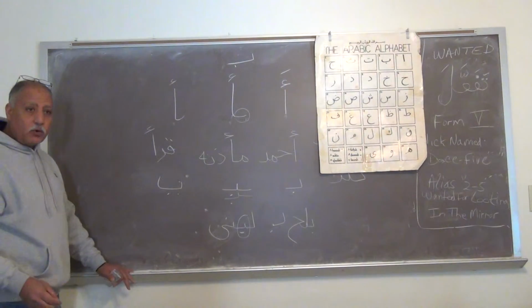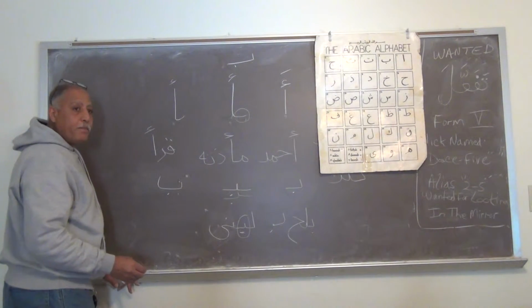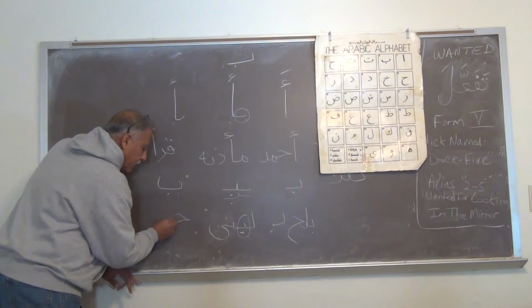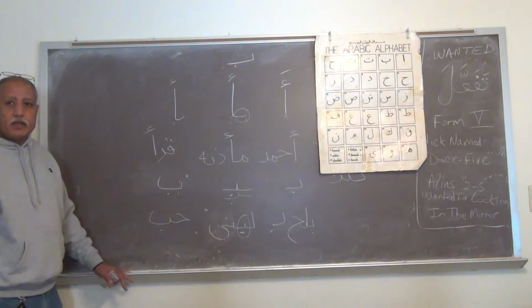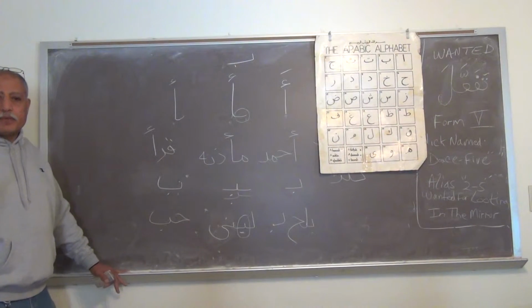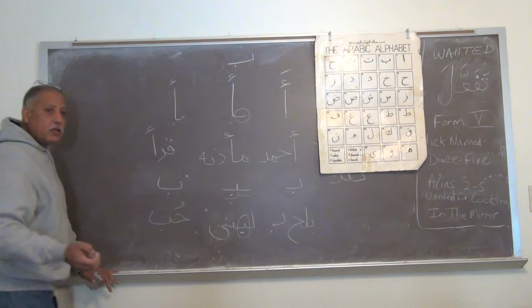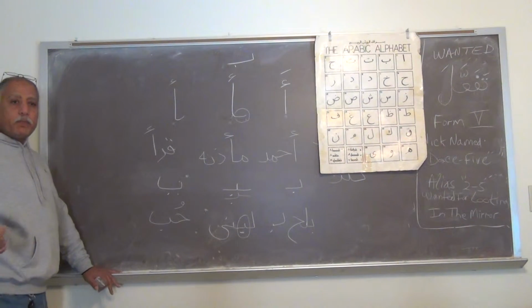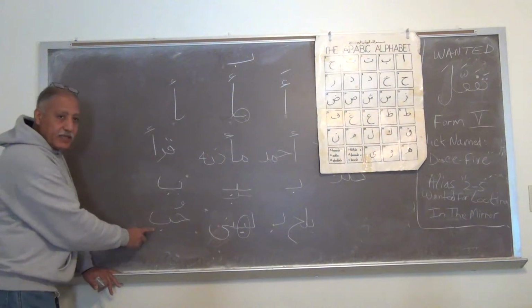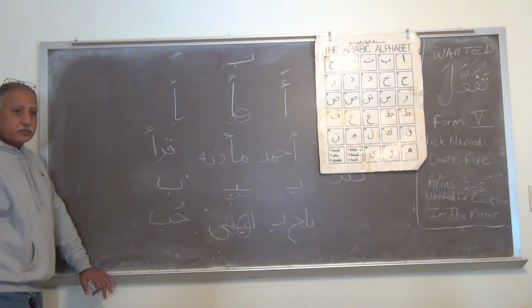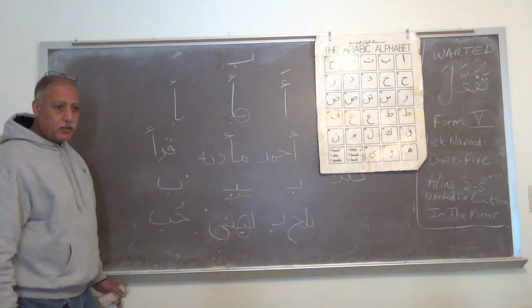The ba at the end of the word is going to be like kalimat hab. Hab is like seeds, seeds of anything. Or if we don't put a dhamma on the ha, it's going to be hub, like love. So hab, ha, ba, and this is the ba at the end of the word. Why don't you write it down?